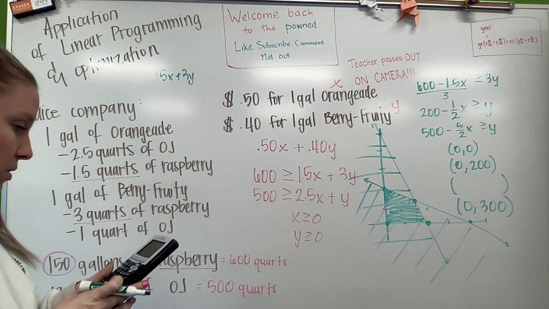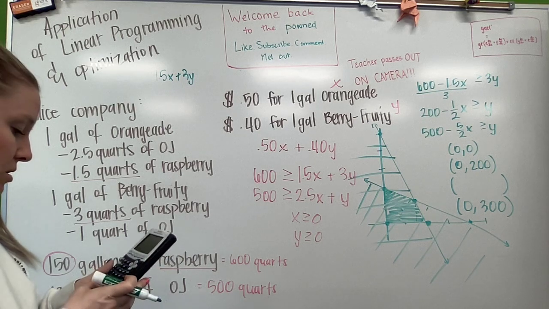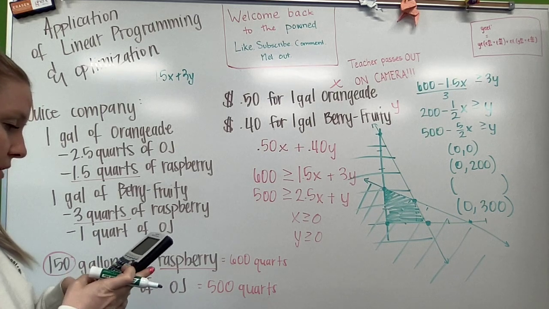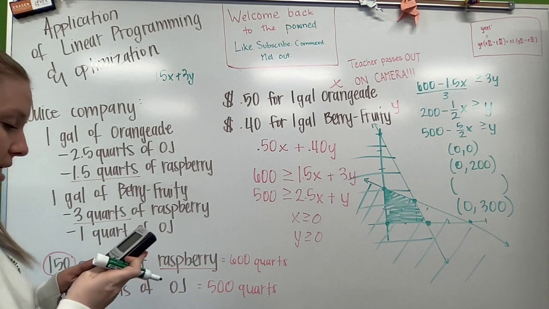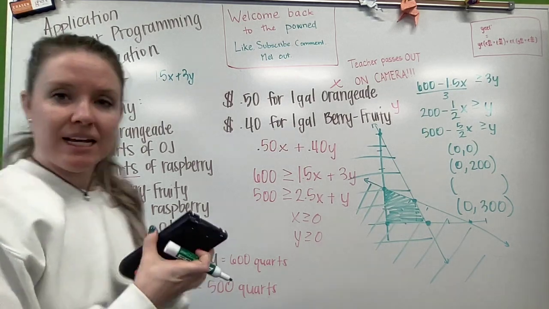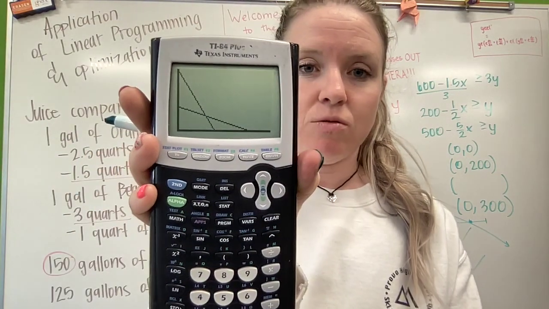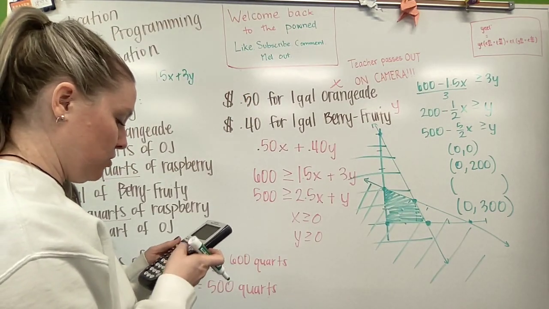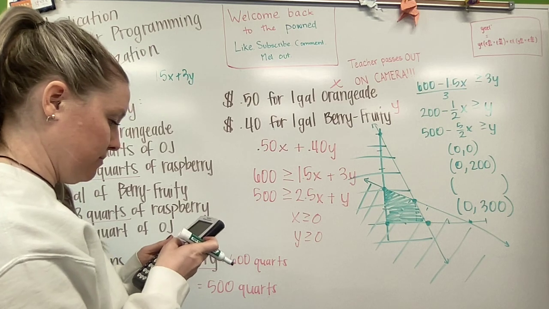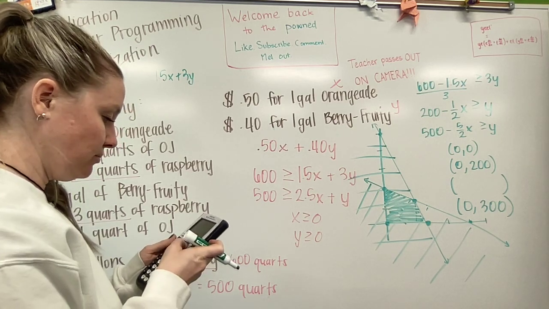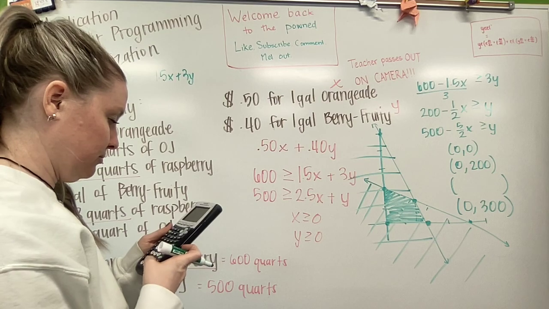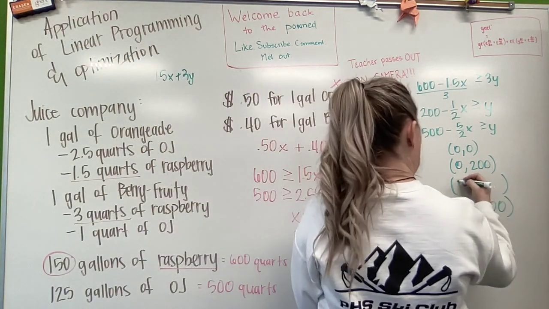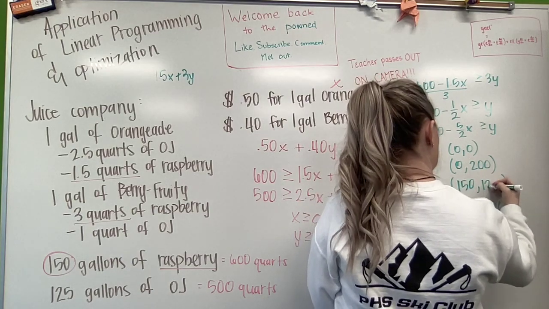Okay, so I'm going to make my window go from 0 to 500 and 0 to 500. Graph that. Boom, I like that. Looks pretty. Check that out. That's what we're looking at. So now I'm just going to go ahead and ask this to find me my intersection here. Okay, I was close. Okay, so this intersection is at 150 and 125.